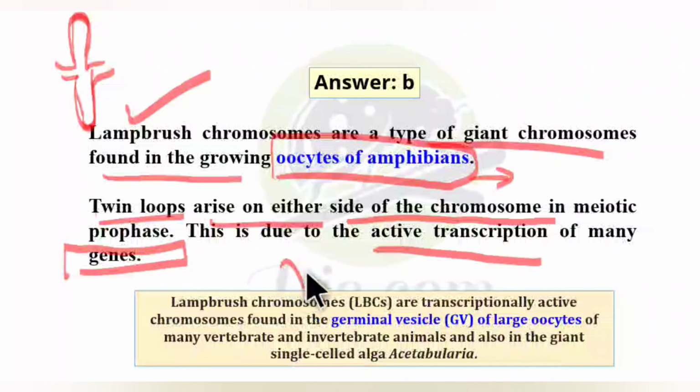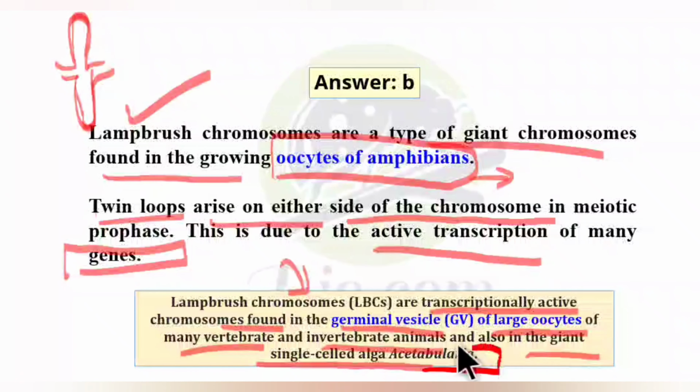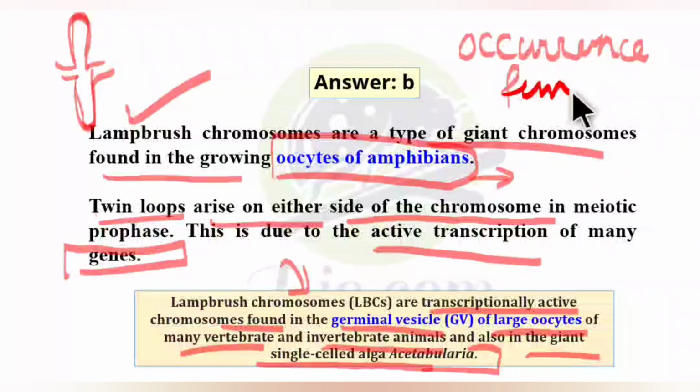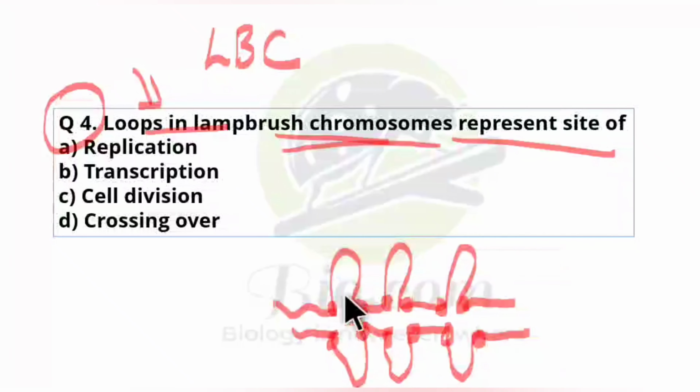It means the Lampbrush chromosomes are transcriptionally active chromosomes found in the germinal vesicle of large oocytes of many vertebrate as well as invertebrate animals, and also in the giant single-celled alga, that is Acetabularia. So you have to remember the occurrence as well as the function and the structure. So the correct answer is answer B. It means the loop represents the active transcription site.